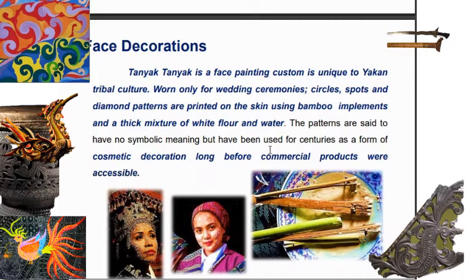Worn only for wedding ceremonies, circle spots and diamond patterns are printed on the skin using bamboo implements and a thick mixture of white flour and water. Patterns are said to have no symbolic meaning, but had been used for centuries as a form of cosmetic decoration long before commercial products were accessible.